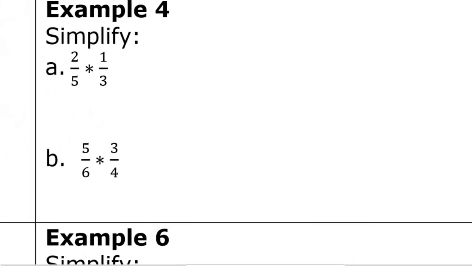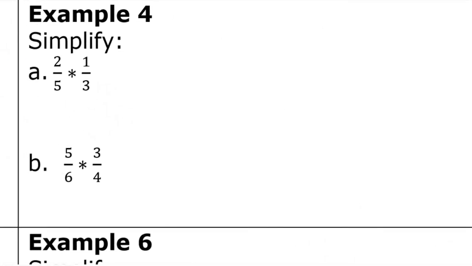All right, let's move to example 4. Right now we are multiplying. When you multiply, it's a little bit easier than adding because we don't care what the denominator is. We just multiply straight across. That's 2 times 1, which is 2, 5 times 3, which is 15.